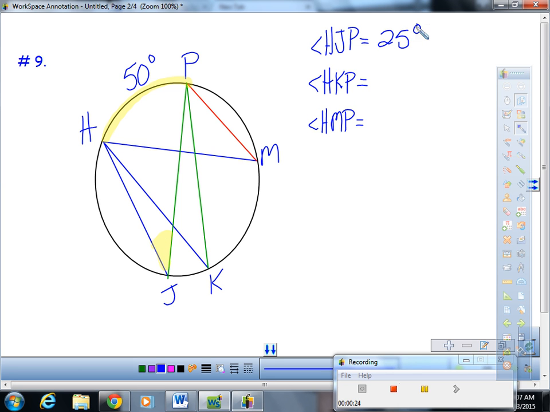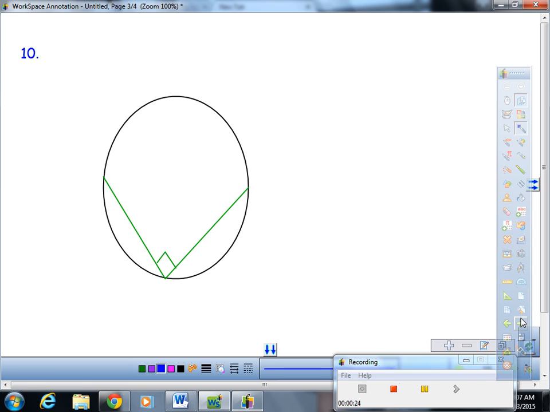Well, HKP intercepts the same exact arc, same yellow arc. So that's also 25 degrees. And HMP intercepts the same arc, if you notice. So that is also 25 degrees. So remember that an inscribed angle is half the measure of the intercepted arc. That makes this one very quick.